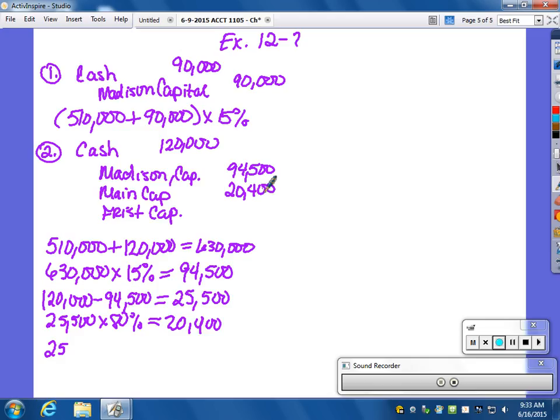Oh, yeah, that's what it is. If Madison is investing $90,000, once you add that to existing equity, right? And then multiplied it by 15%, it gave you what? It's up here.